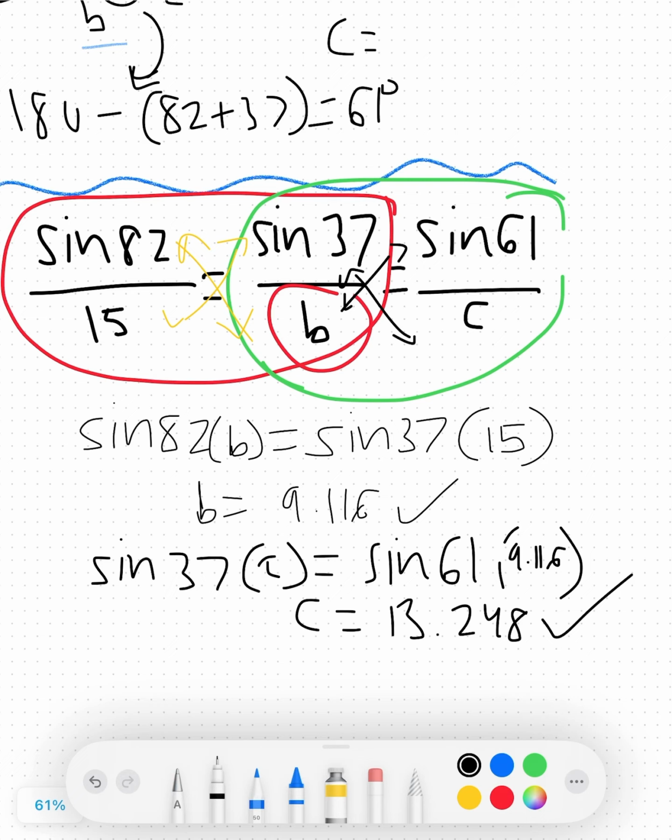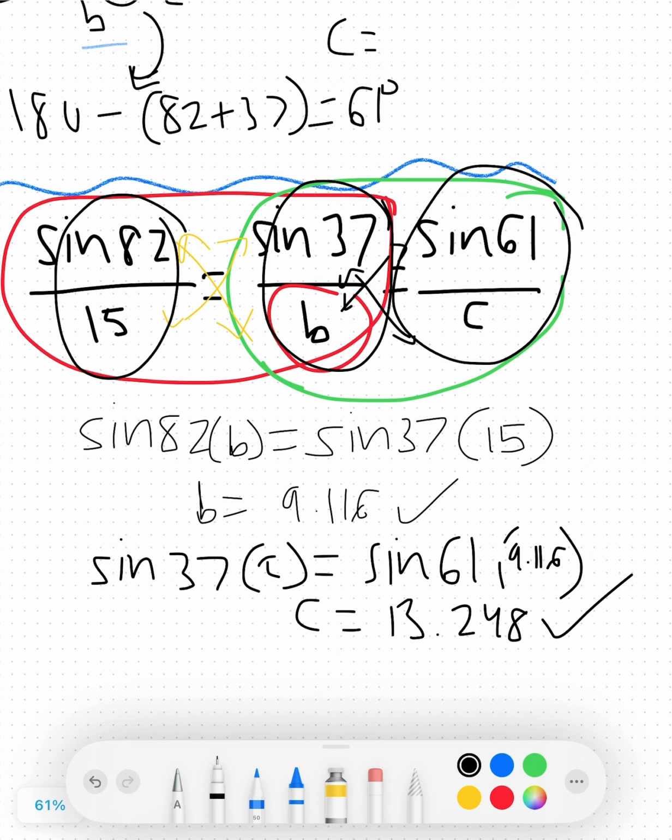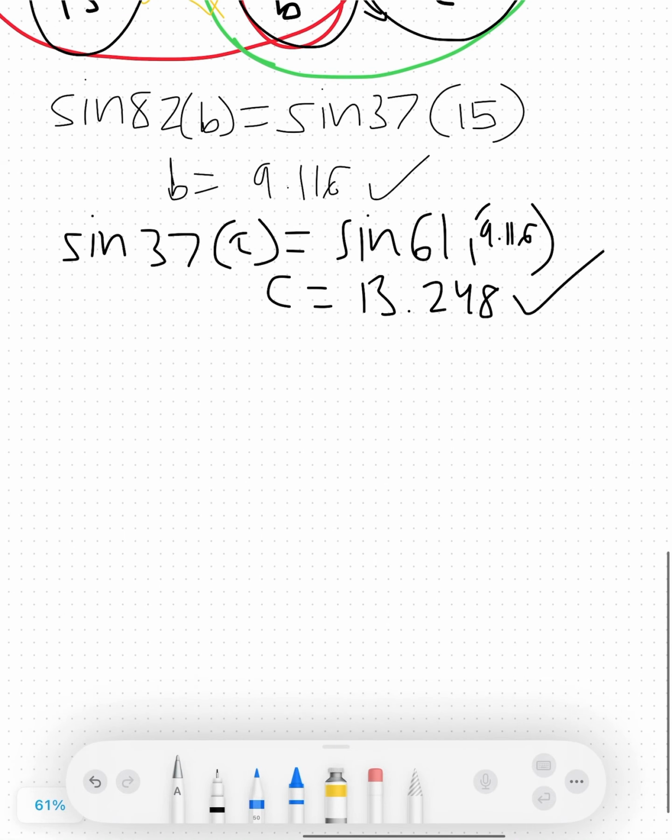And you might be wondering why I used the part I circled in green, why I had to use this ratio. But that actually doesn't matter. I could have set this equal to this, because remember, all of these ratios are equal. So whatever I use, it'll work if it's correct, obviously. So there, that's one example. And now let's look at a second example, okay?